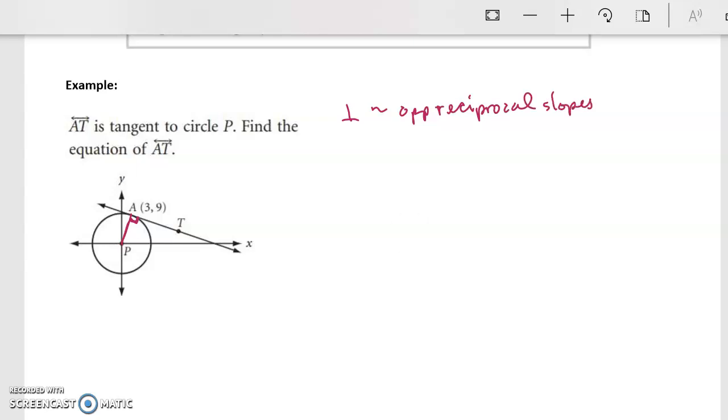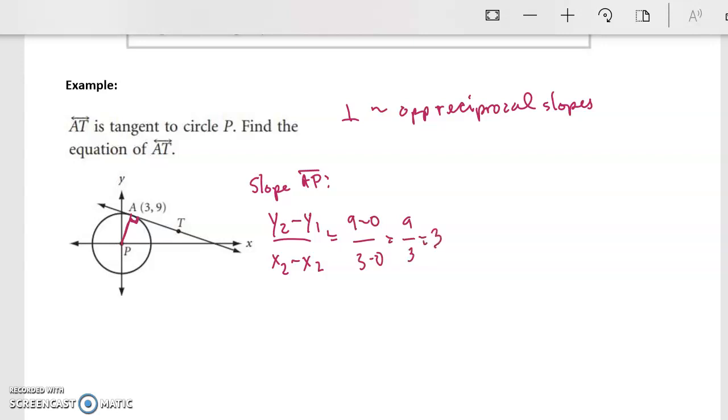Perpendicular lines have opposite reciprocal slopes. So that means if I'm going to find the equation of line AT, I first need to find its slope. To do that, I'm going to find the slope of AP and then use the opposite reciprocal. So slope is change in y over change in x. One of my points is the origin, the other is (3, 9). So 9 minus 0 over 3 minus 0 is 9/3 or 3.